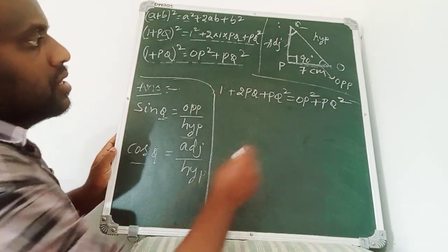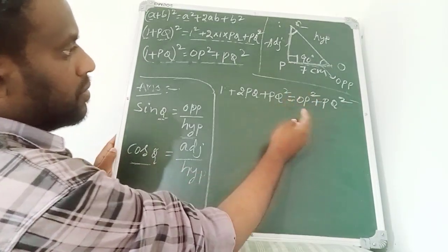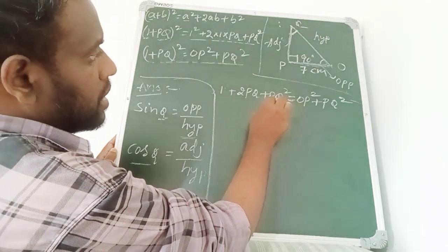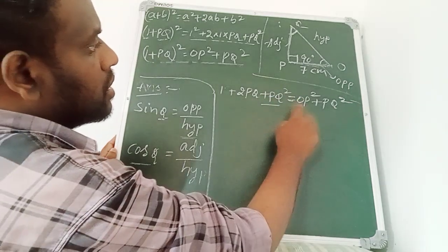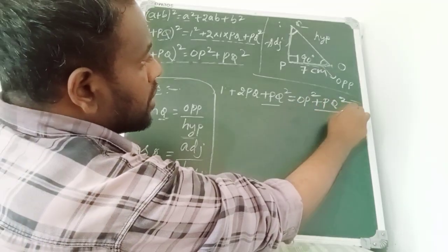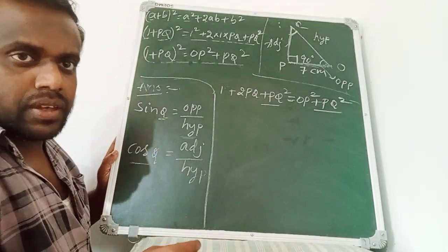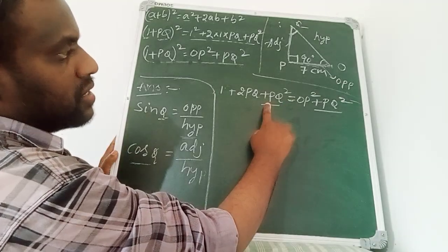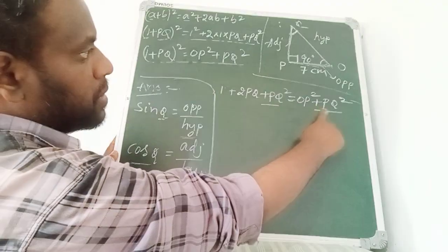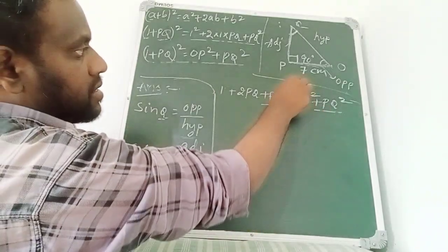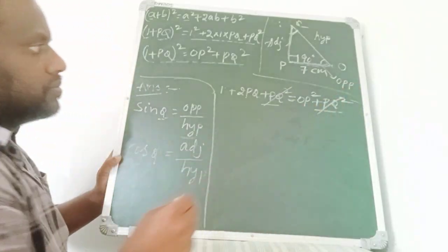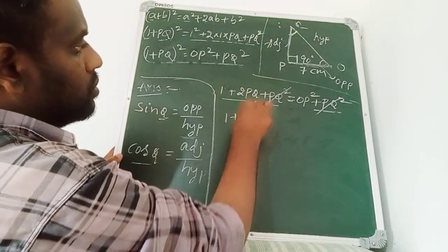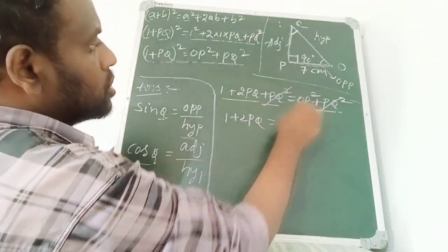Now simplification. See, consider the equal sign. Before the equal sign, here also plus PQ square. After the equal sign, here also plus PQ square. On both sides of the equal sign, the same term is there, plus PQ square, so we can cancel it. What is left? 1 plus 2 PQ is equal to this OP square.